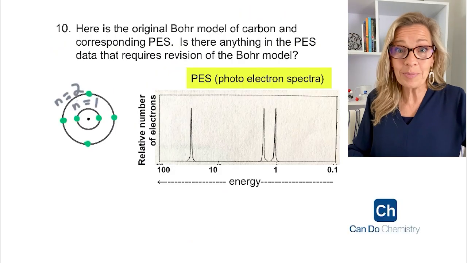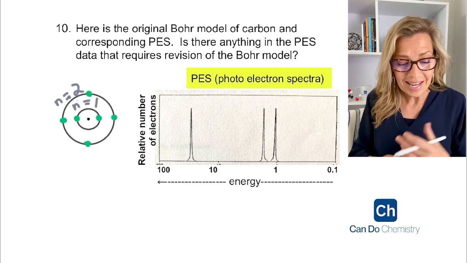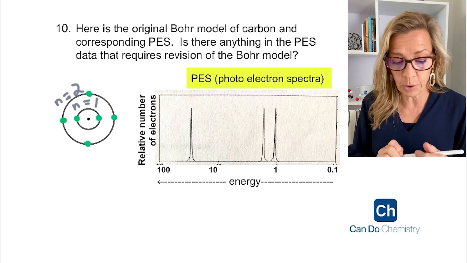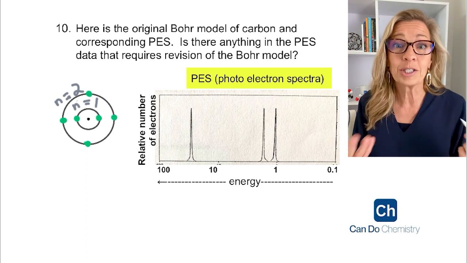To my top 10 review problems. Let's get started with number 10. So this one involves a Bohr model and PES, which stands for photoelectron spectrum.